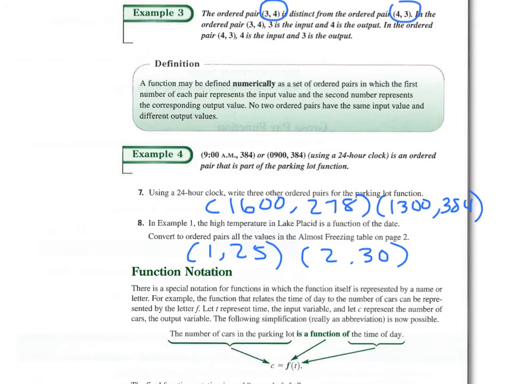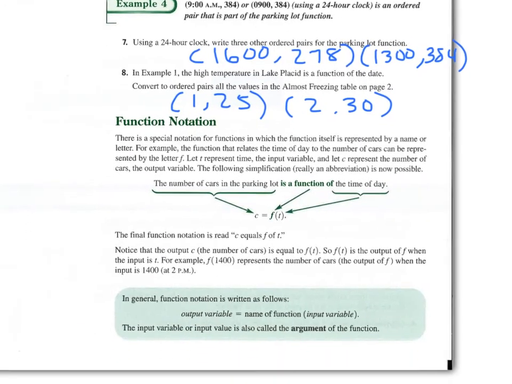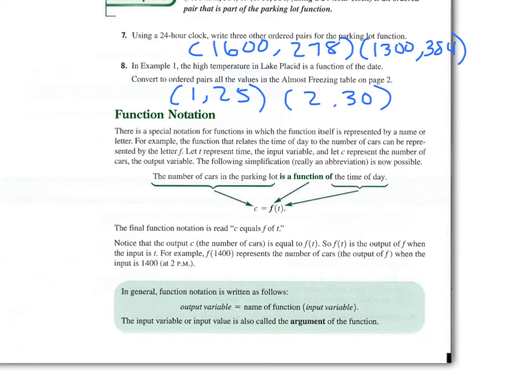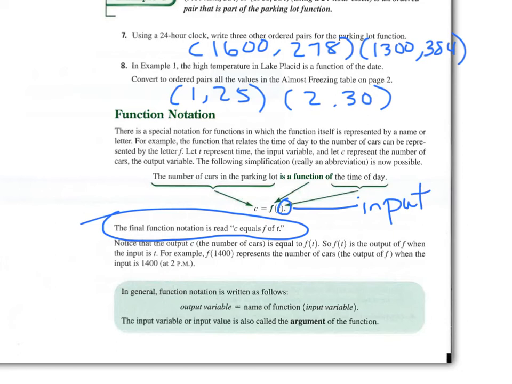So we're slowly getting into function notation, which you may or may not have seen in the past. Okay, so when you read through this, I want you to make sure you're looking at this part right here, and how you read it. Okay, this would be said C equals F of T. So this T is always telling us what the input is. And then this right here is what we're getting out for output.